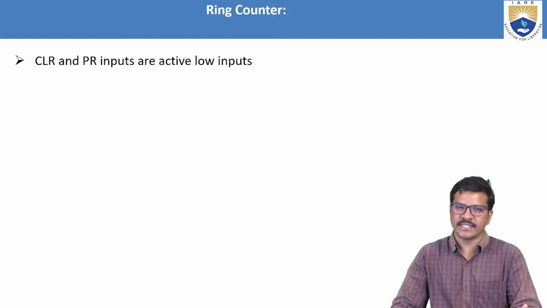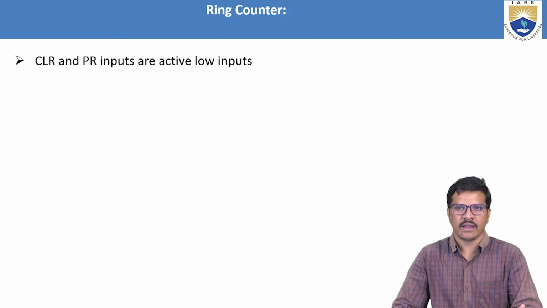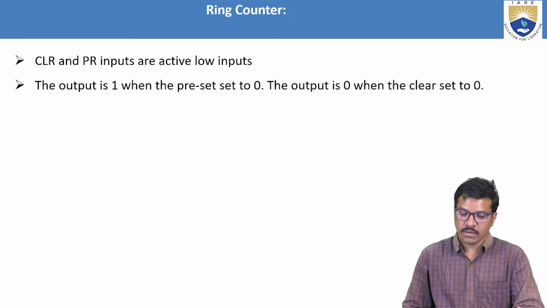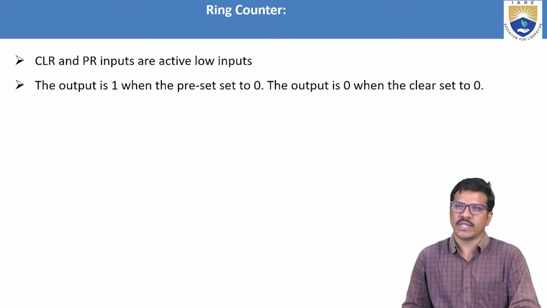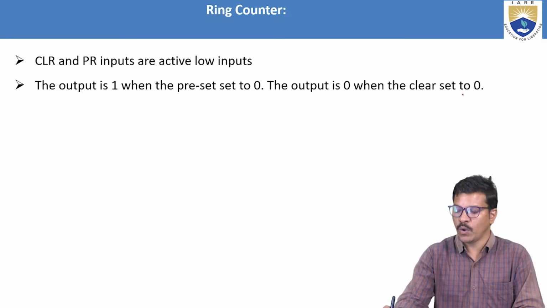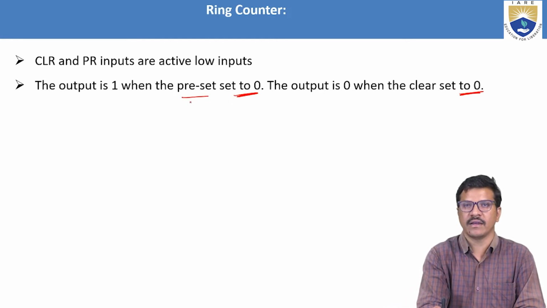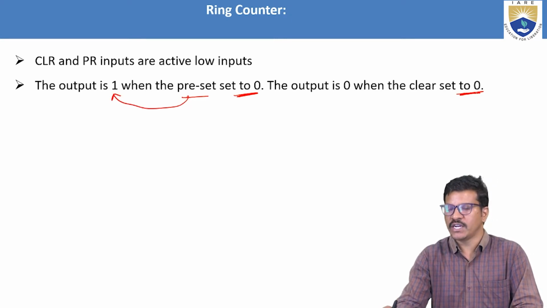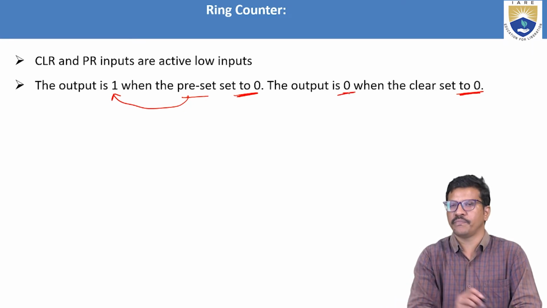So in this case, in the ring counter, the clear and preset are said to be active low inputs. The output is 1 when the preset is set to 0. The output is 0 when the clear is set to 0. Setting the preset to 0 is also called logic 1 of all flip-flops. When we set clear to 0, that means clearing of all flip-flops to 0.